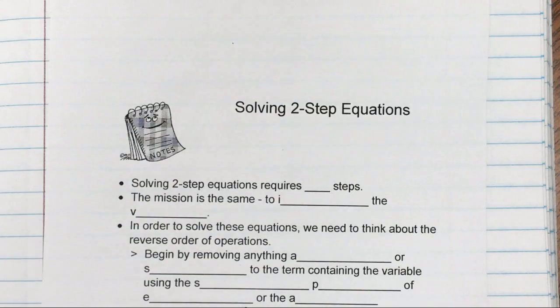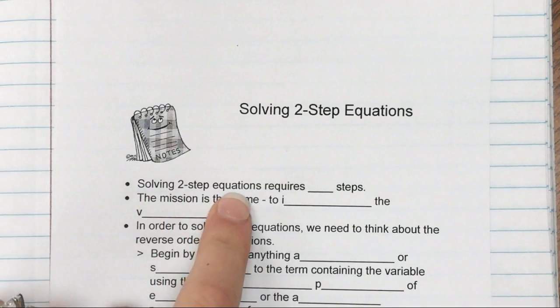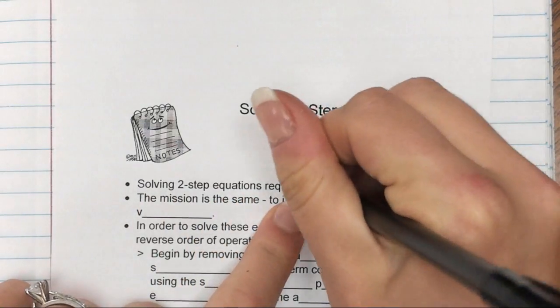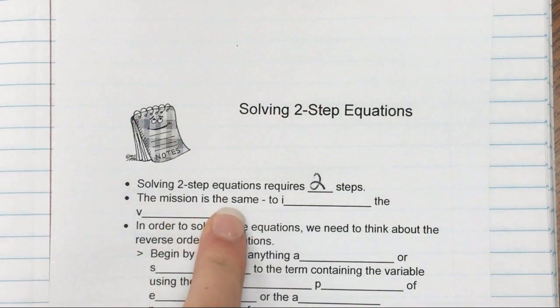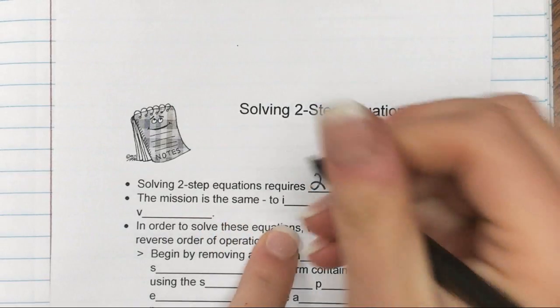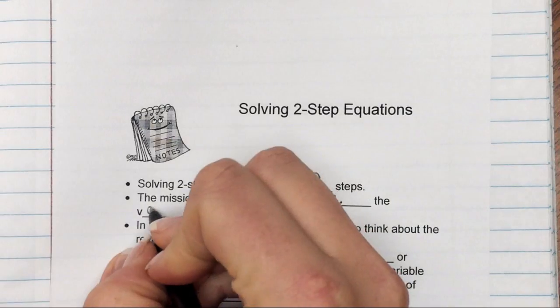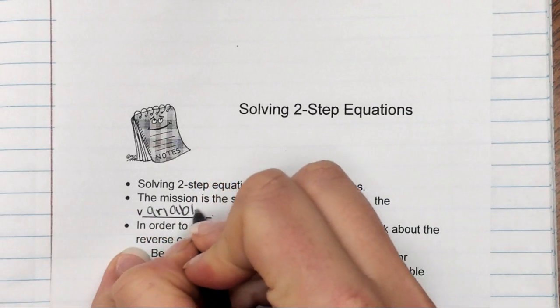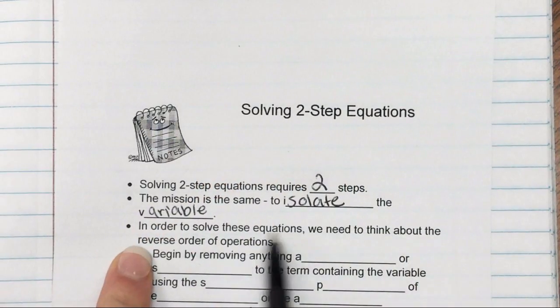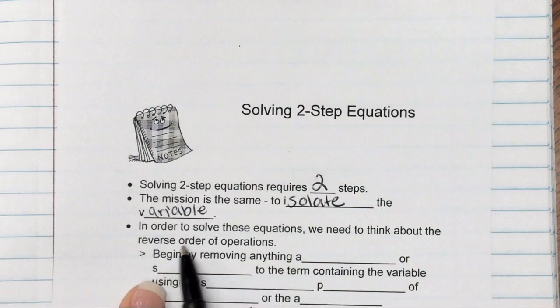In today's video, we're going to talk about how to solve two-step equations. Solving two-step equations requires two steps. The mission is the same as in one-step equations, and that is to isolate the variable. In order to solve these equations, we need to think about the reverse order of operations.